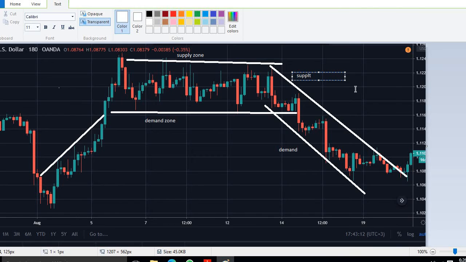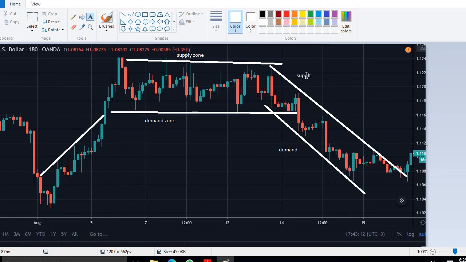Yeah, okay, let me leave it so that I don't waste time on it. So yeah, you get it. Your supply zone, demand, supply zone, demand, right? So this is how you draw your supply, this is how you draw your demand, right? This is resistance and this is support, right?